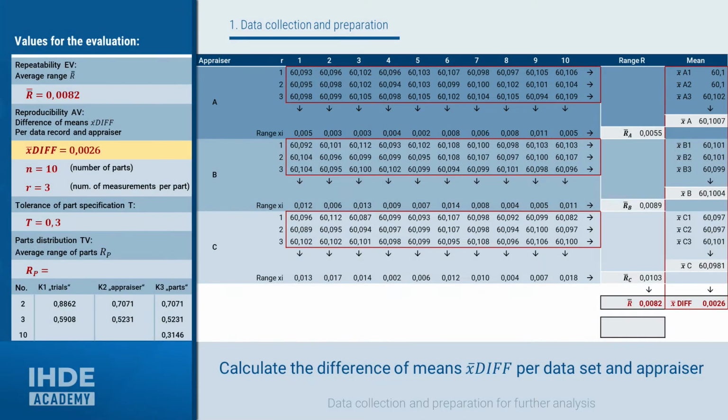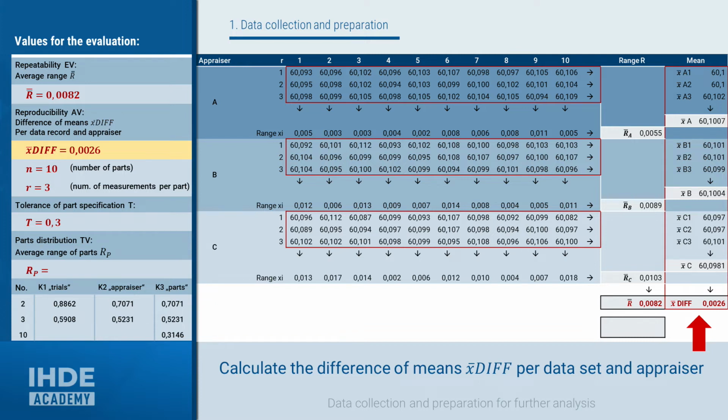The value x bar diff is required for the calculation of the reproducibility. This is the largest difference that results from the mean diameters per appraiser. To do this, proceed as follows. After the range, the mean diameters must now be calculated.